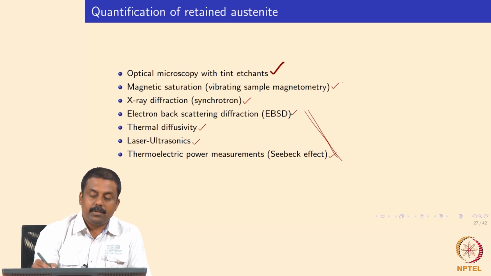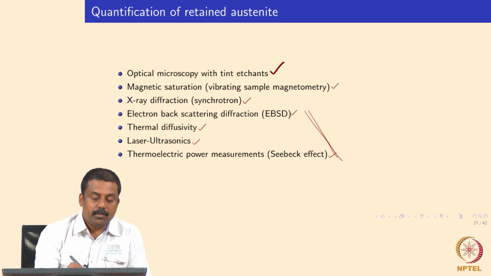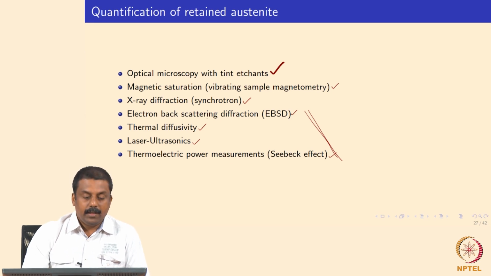In this case, the magnetic saturation, and to some extent even synchrotron X-ray diffraction, may also measure retained austenite in bulk or in the entire volume. EBSD is again similar to optical microscopy, where we have only two-dimensional imaging, so you may get only the retained austenite fractions at given locations of the scans. And the thermal diffusivity method works by measuring the heat transfer as a function of microstructural constituents, and by changing the transfer characteristics, we can also measure the exact amount of retained austenite.